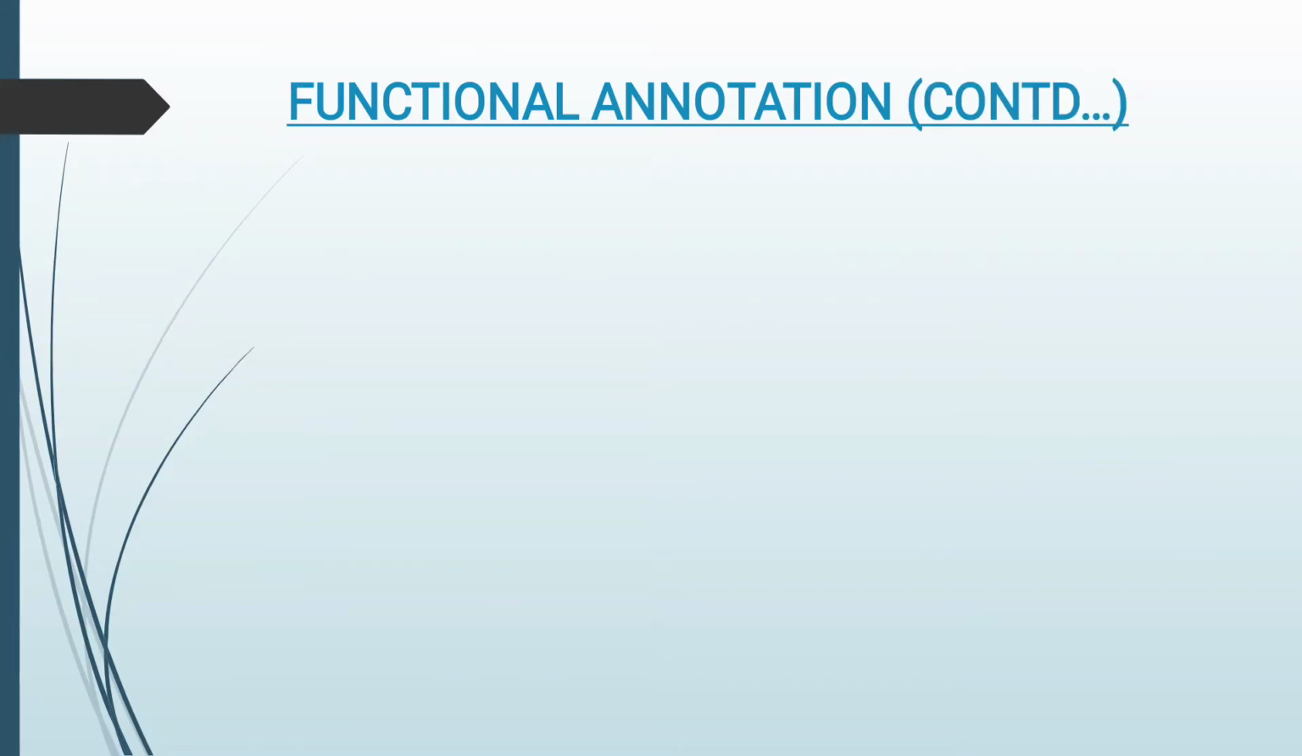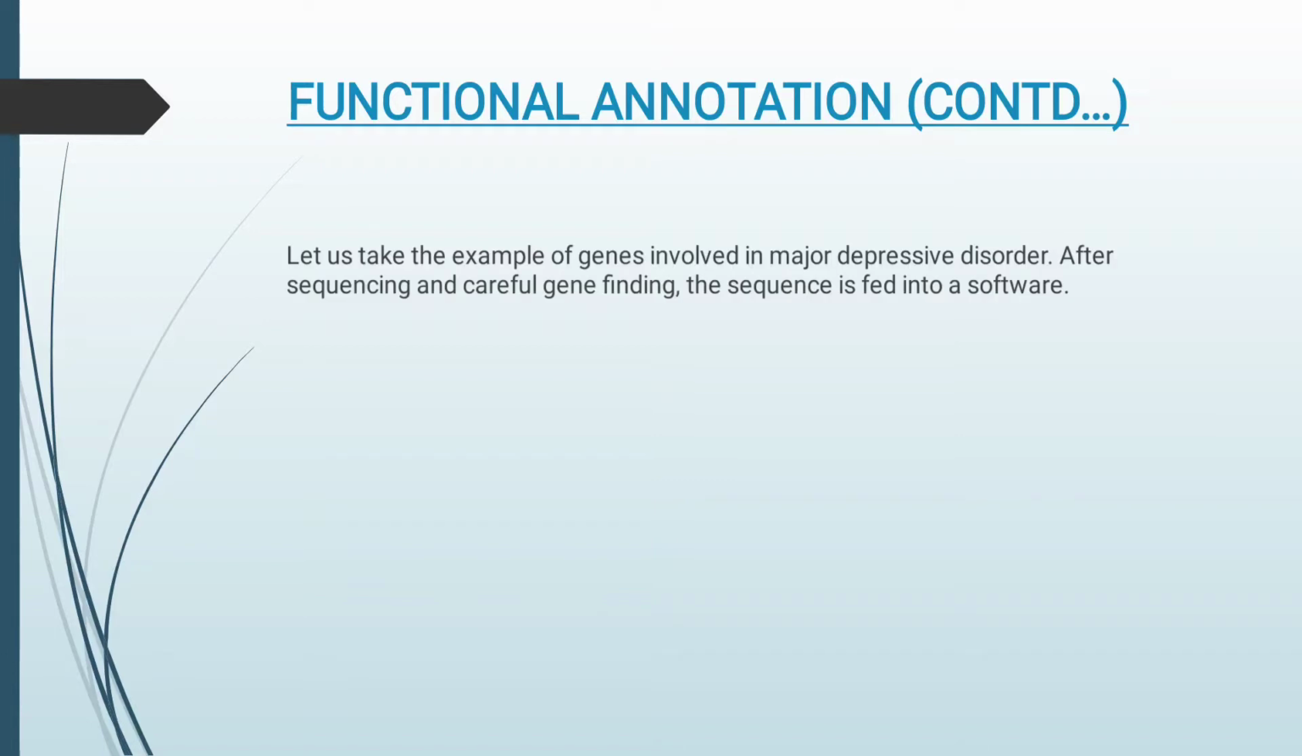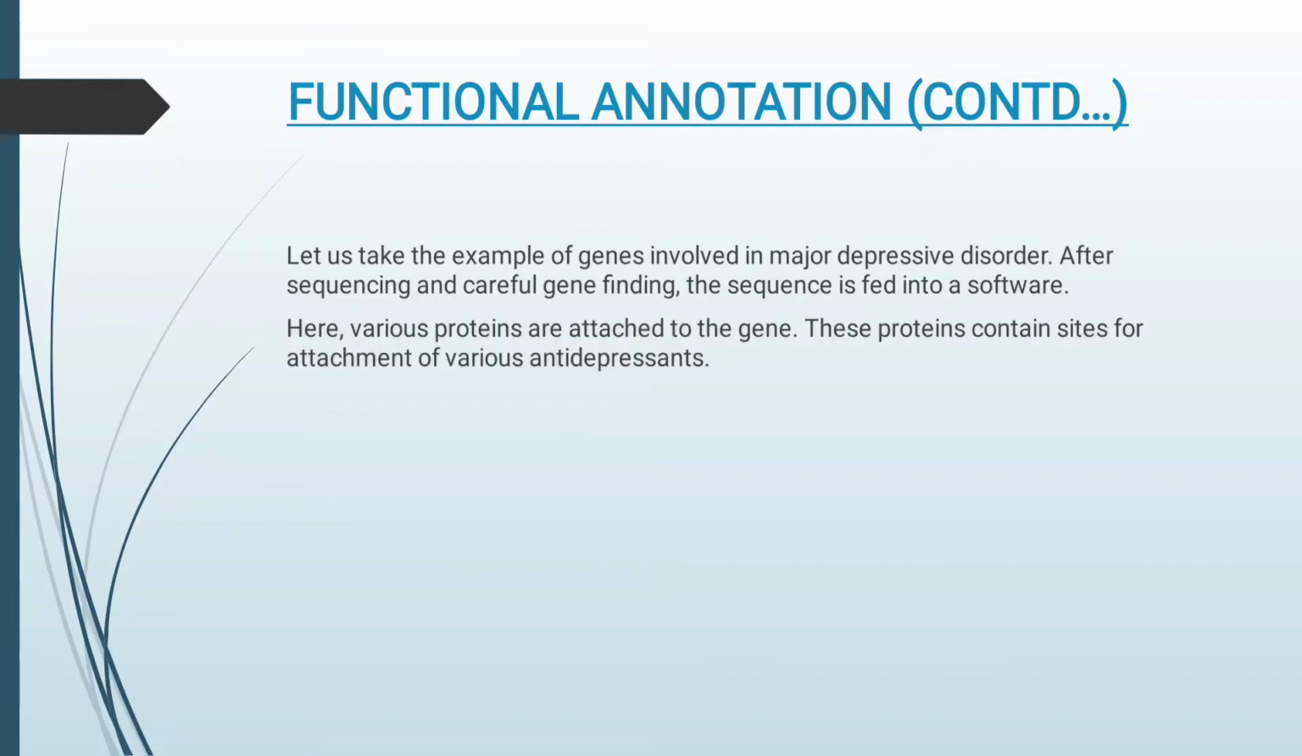Now let me take an example to explain the functional annotation process. Say we are talking about major depressive disorder. After sequencing and careful gene finding, the sequence is fed into a software. Here proteins are attached to the gene. The proteins contain sites for attachment of various antidepressants. So once you attach the protein, the gene is changed. Gene is same, allele is changed. The allele is a different variant of the same gene.